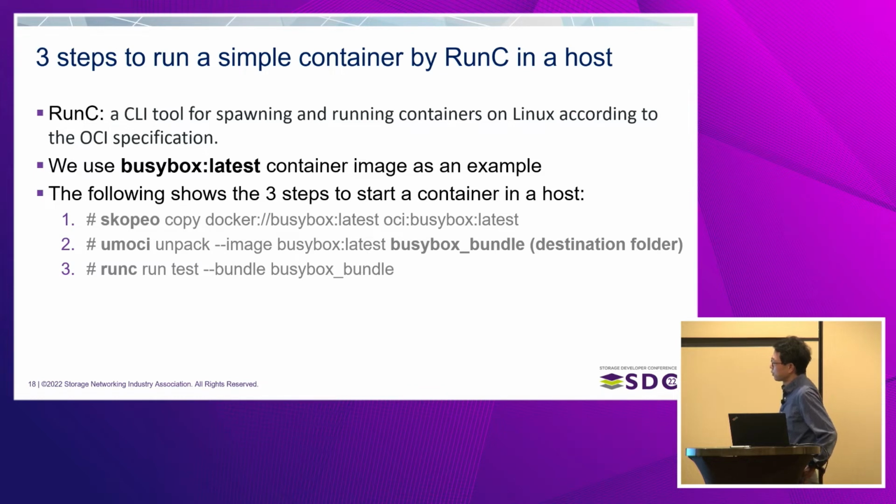So today on the host, it typically takes 3 steps. The first step is to download the image. You can use a Skopeo command line utility to run that operation, and then use UMOCI to unpack the image. Right, and then use runC to launch that root file system, basically the container for the container to use. So these are the 3 steps you do on the host.